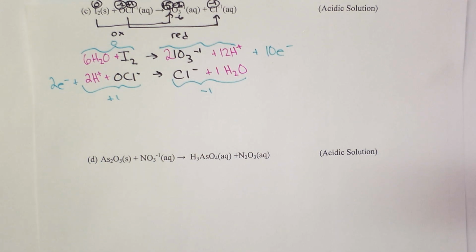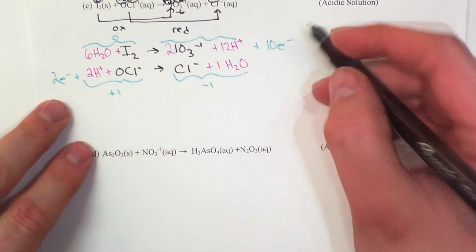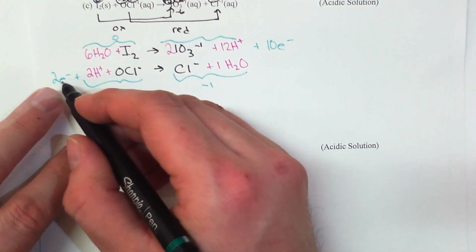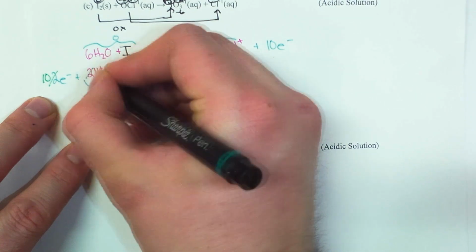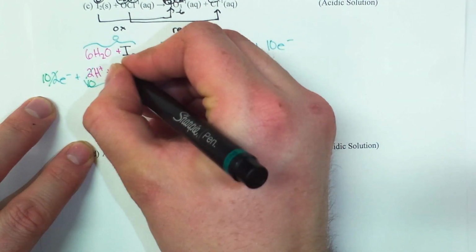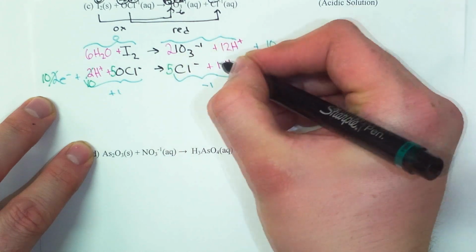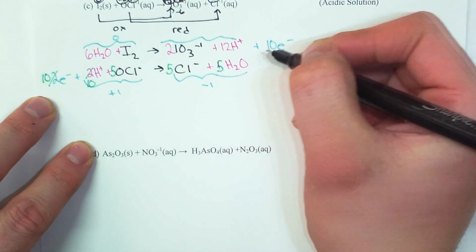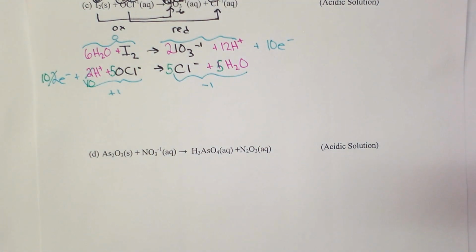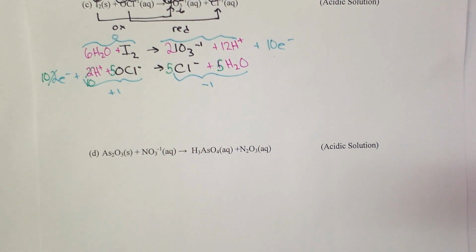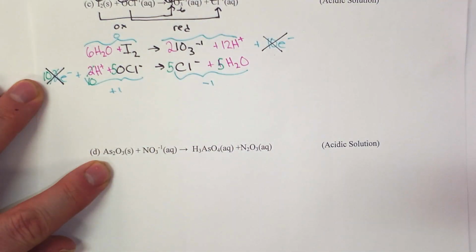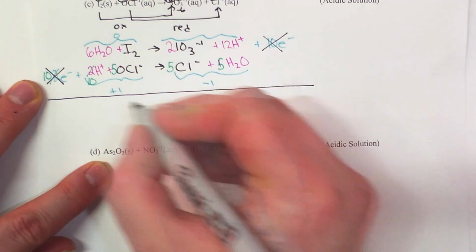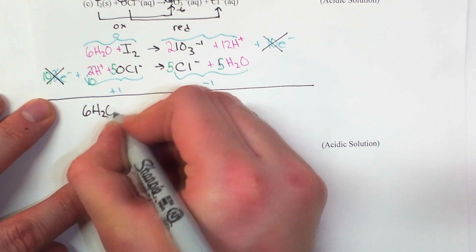The final thing that we should work on is just making sure the number of electrons cancel. I have 10 and 2, so I can make the 2 into 10 by multiplying every coefficient by 5. So we'll do that. Once we're balanced, the electrons should cancel out. Let's add it all up. 6 H2O.